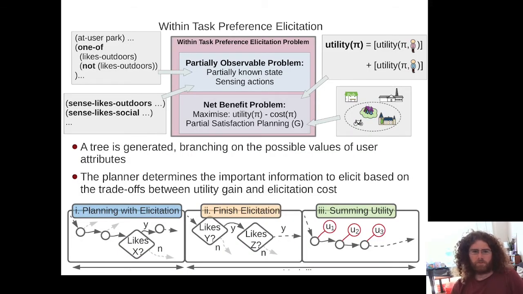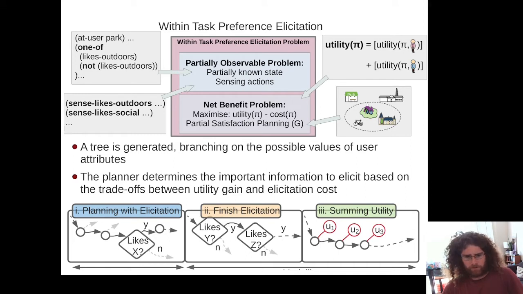So we're going to set this problem as a partially observable and net benefit problem. From the partially observable side we get some kind of partial state where we know, for example, that the user is at the park, but we don't know what they like. Do they like outdoors? We don't know. Also, we'll get some sensing actions. For example, you can ask them whether they like outdoors activities. Potentially, you would only want to do that in certain circumstances, or you can observe them in the museum and see if they seem to like that kind of thing.